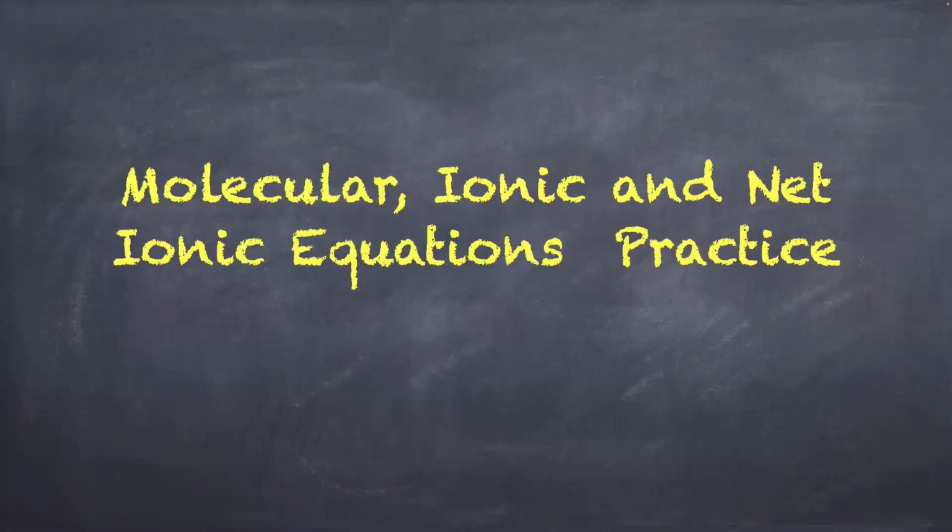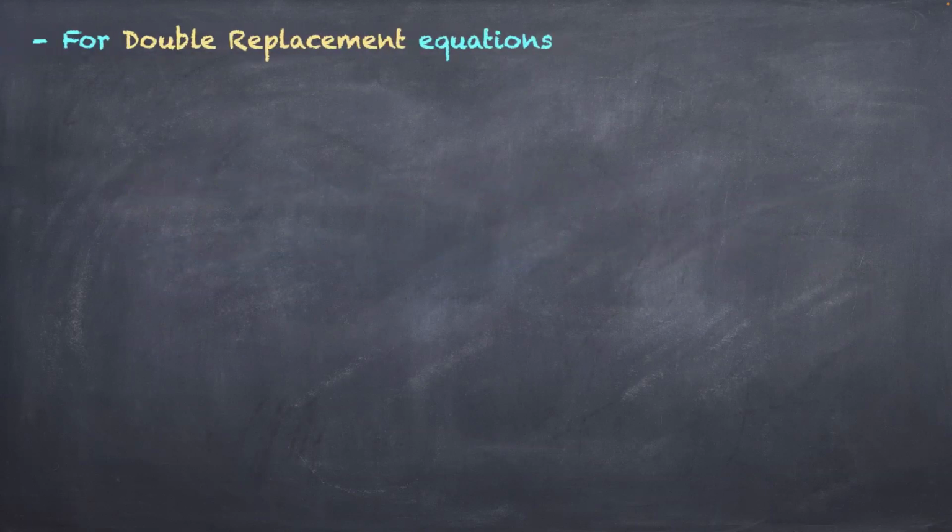Hello. So in this video, we want to talk about molecular, ionic, and net ionic equations, and then do two examples that involve these equations. One thing you have to understand is these equations apply for a double replacement reaction. So you need to have two ionic compounds mixed together and eventually end up with two new ionic compounds.